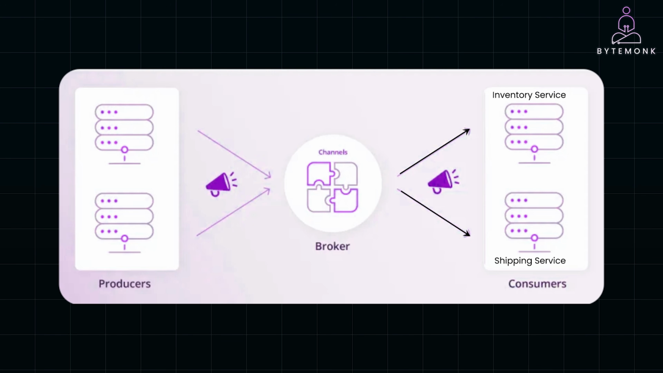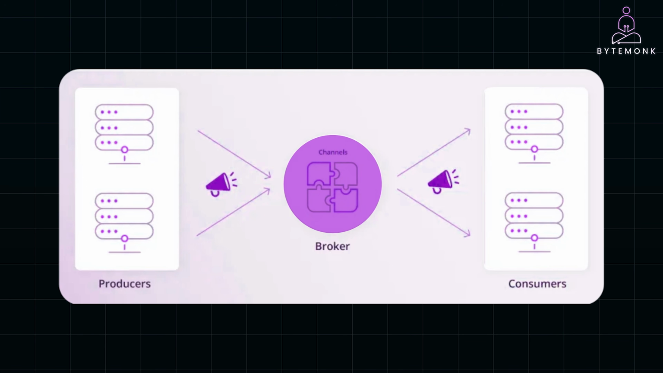This model completely decouples the producer and the consumer. They don't need to know about each other. As long as they are connected through a common messaging infrastructure, they can communicate via events.